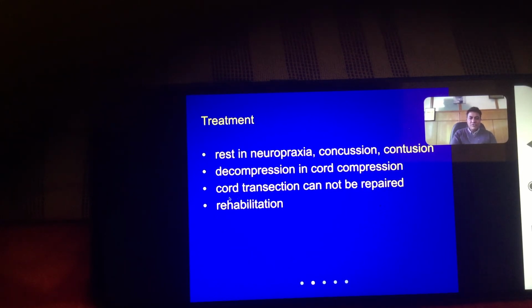If there is cord transection, it cannot be repaired. If there is a complete cord transection, don't try to repair it, because till now there is no mechanism or proven document that if you suture the cord, it will start functioning. It doesn't function. That's why a transected cord cannot be repaired. And rehabilitation of the paraplegic patient is one of the very important parts in the treatment of spinal cord injury or spine injuries.